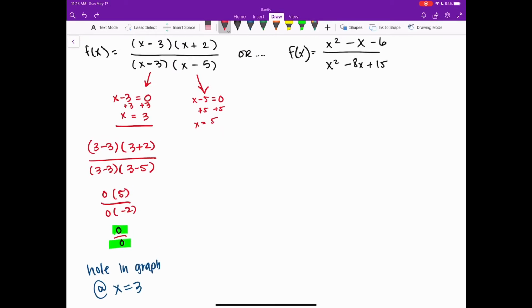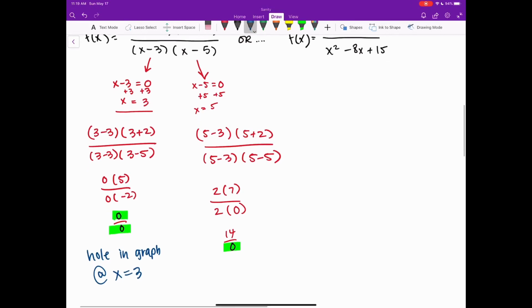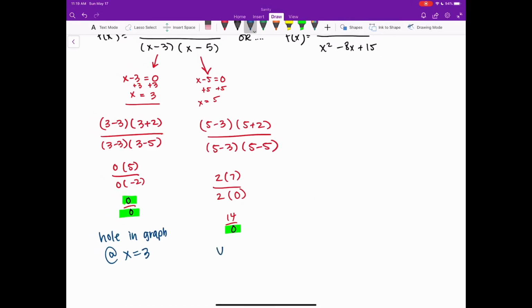Plugging that into my function, I'm going to get 5 minus 3 times 5 plus 2 divided by 5 minus 3 times 5 minus 5. All right, and then the top is going to give us 2 times 7 divided by 2 times 0, and then that just simplifies down to 14 over 0. Since the value x equals 5 only makes the denominator 0 here, now I can say that this would have a vertical asymptote at x equals 5. So here would be a vertical asymptote at x equals 5.